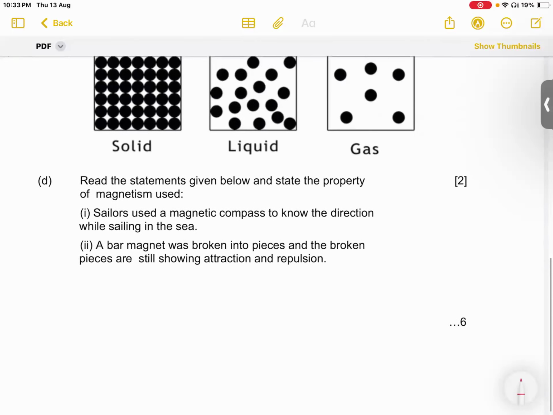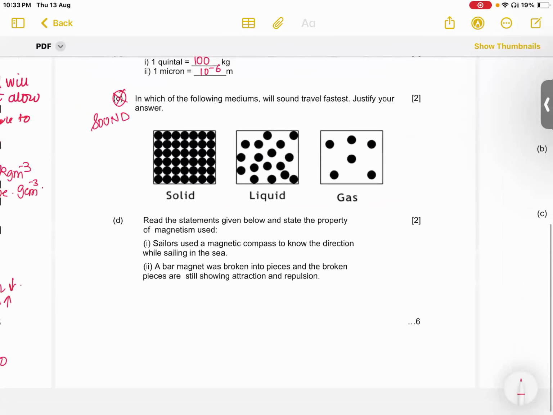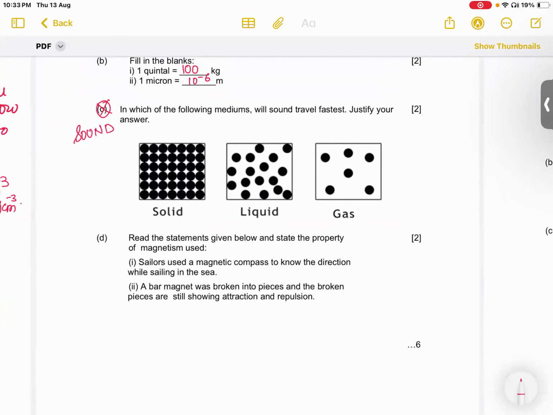Read the following statement given below and state the property of magnetism used. Sailors use a magnetic compass to know the direction while sailing. This is called directive property. It is used for showing us the direction. Directive property.